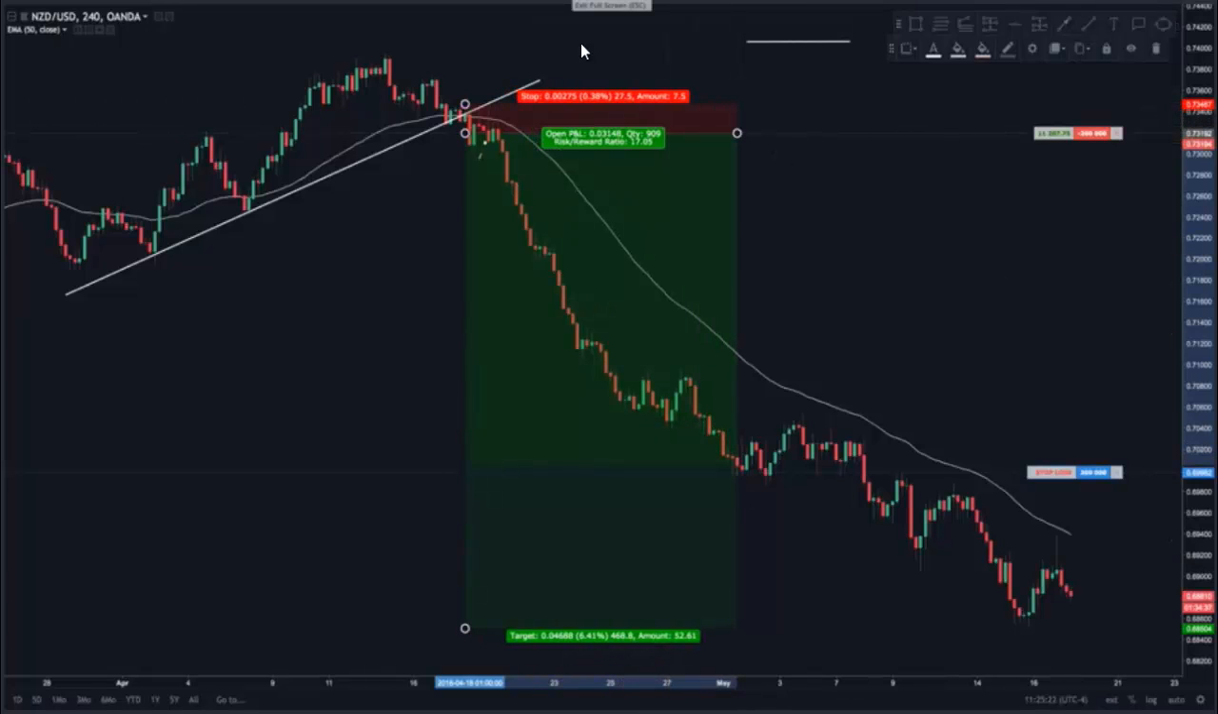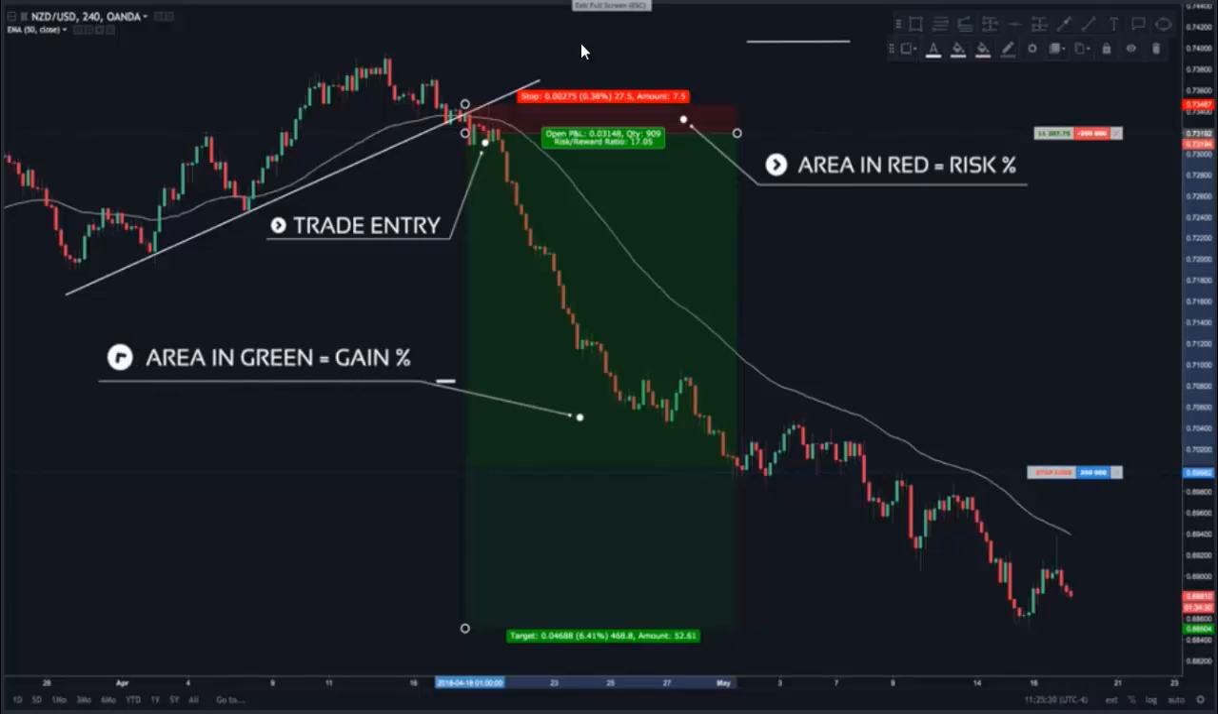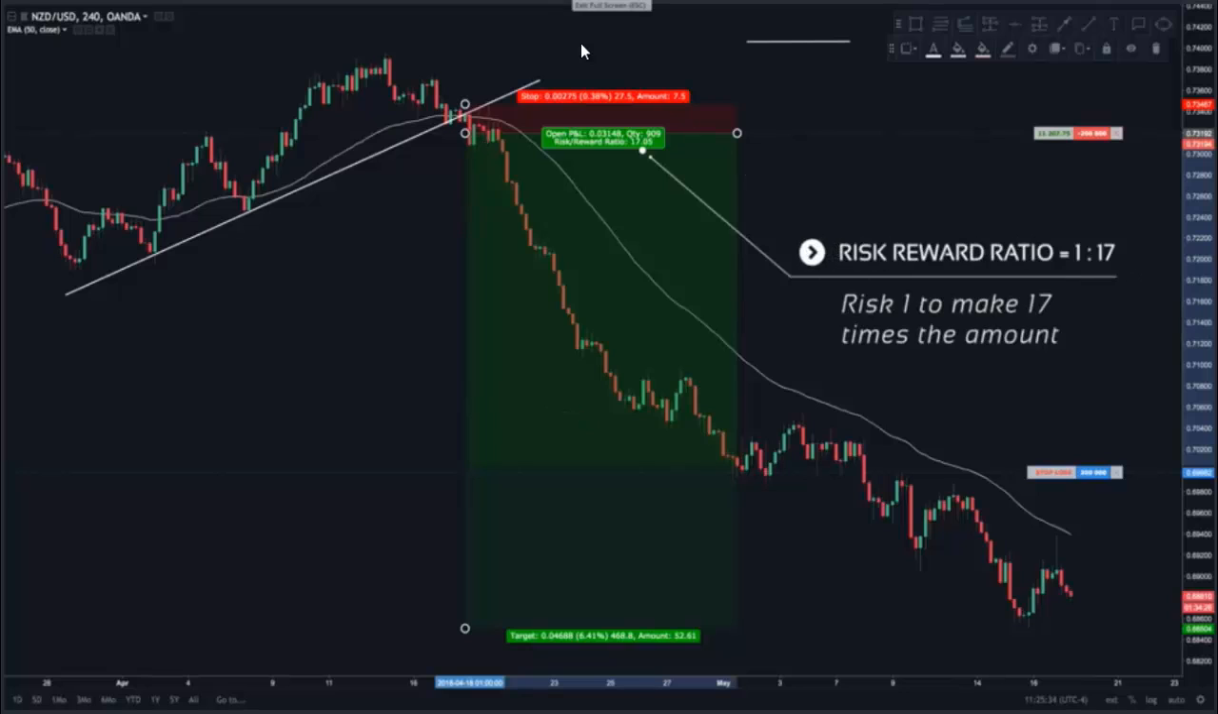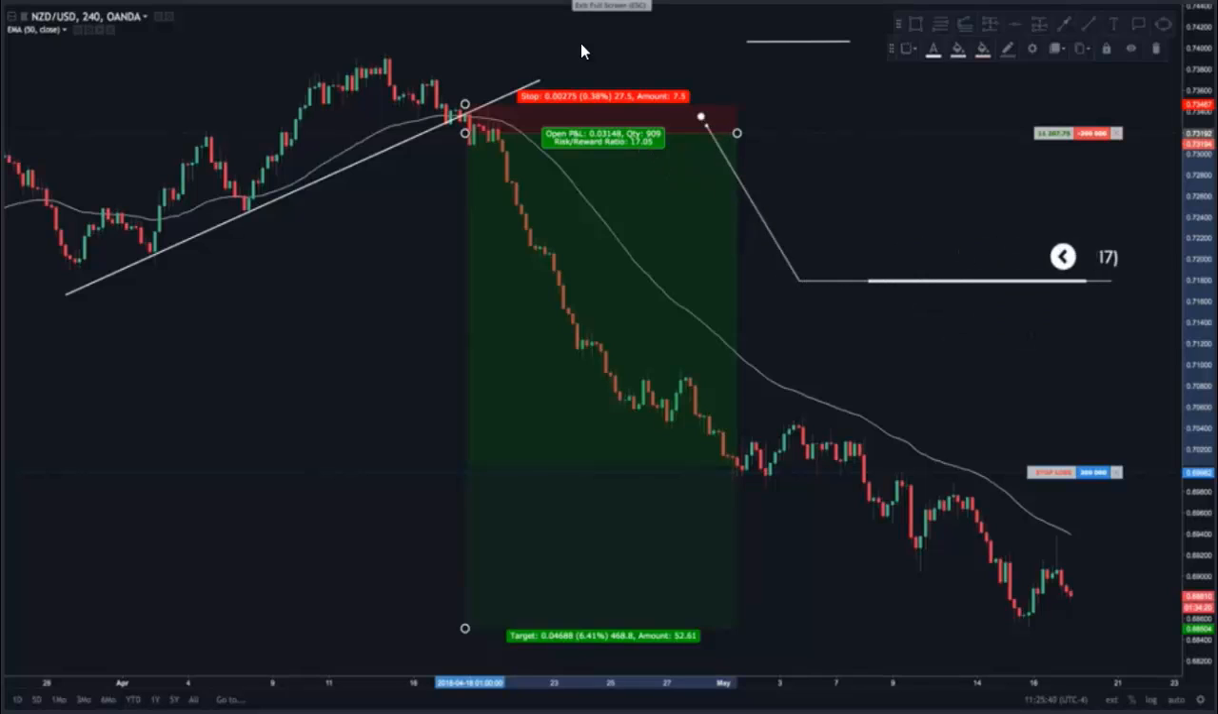As you can see, the dotted line is where we took our trade entry. The area here in red is what we risked, and the area in green is what we made. Notice how the risk-reward ratio is 17, and what this means is we risked 1 to make 17 times that. Meaning, in this trade, we only risked about $700 to make more than $11,000.